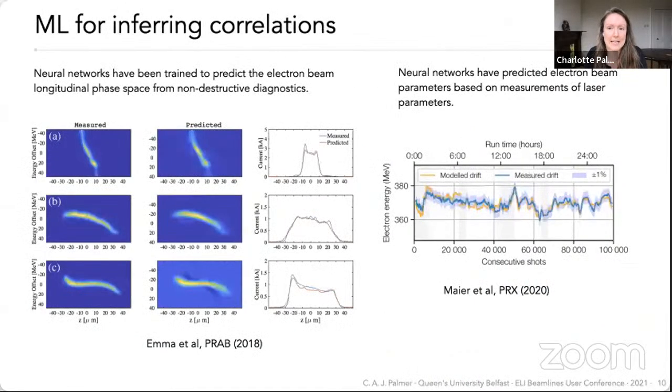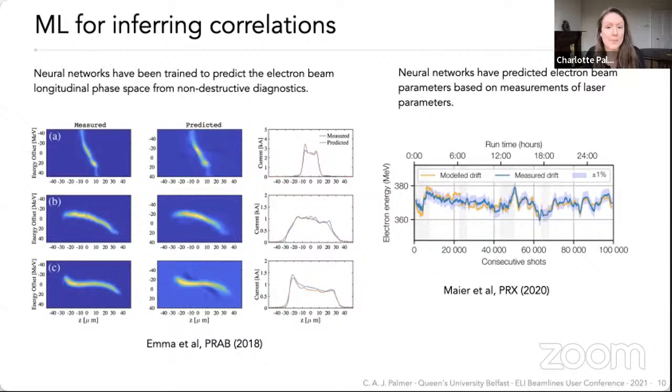As well as the analysis of diagnostics, machine learning tools can be used to determine complex correlations between multiple parameters, and by doing that, to create synthetic diagnostics. So the example on the left is from an FEL, and here the longitudinal phase space of the electron beam is really important. But direct diagnostic techniques like transverse deflecting structures are destructive.